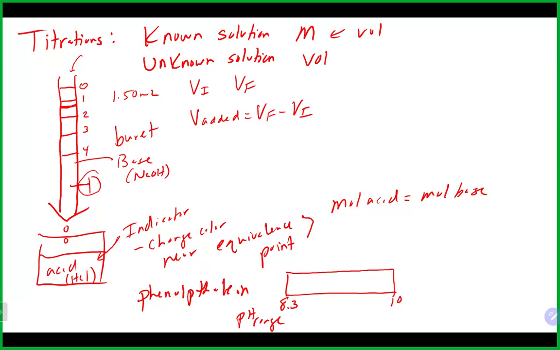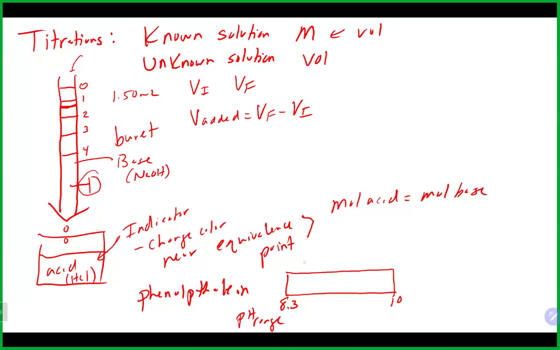basic. So if you put phenolphthalein into an acidic solution, it's going to be colorless, actually. And if you put phenolphthalein into a neutral solution, it will still be colorless. But when you put phenolphthalein into a basic solution, it turns pink. And that is why we use this indicator.